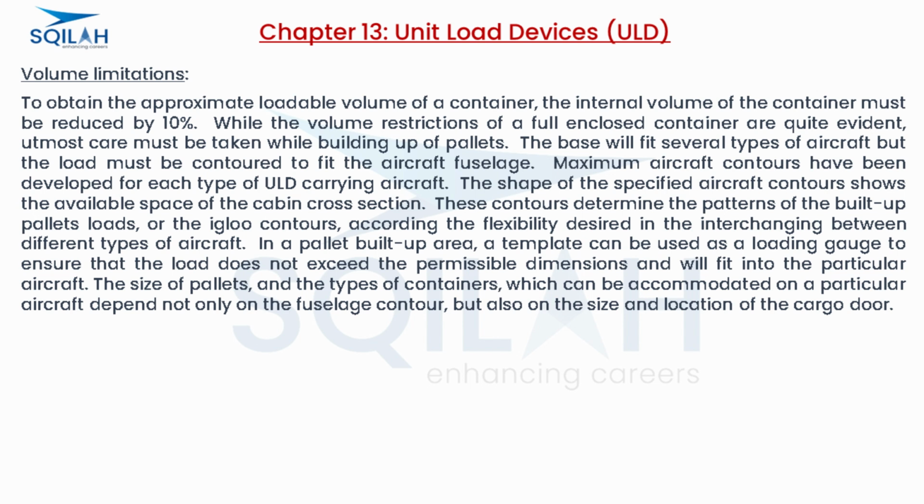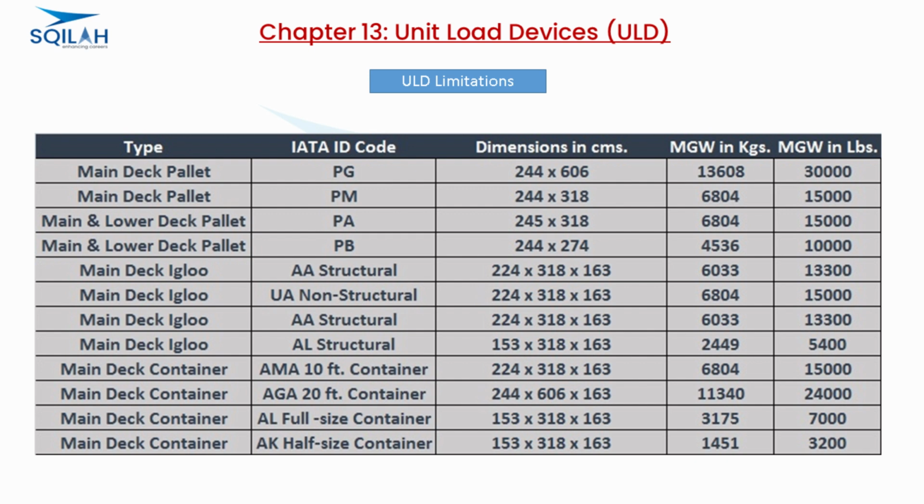In a pallet build-up area, a template can be used as a loading gauge to ensure that the load does not exceed the permissible dimensions and will fit into the particular aircraft. The size of pallets, and the types of containers, which can be accommodated on a particular aircraft depend not only on the fuselage contour, but also on the size and location of the cargo door. The table shows the unit load device's limitations.